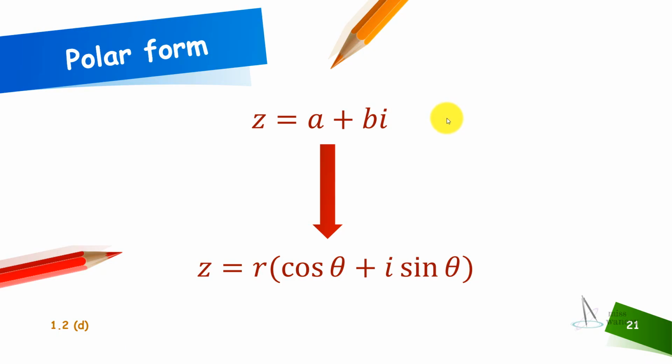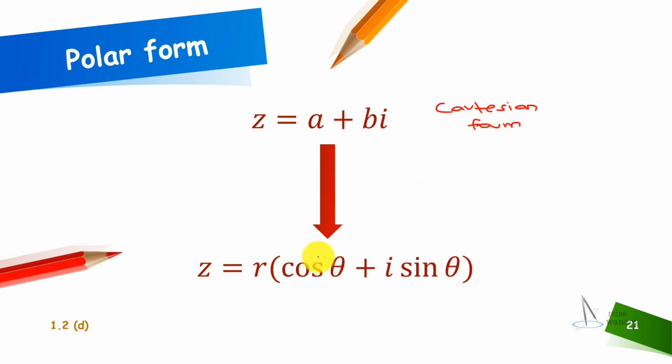Okay, so this is the last video on complex numbers, where today we are going to learn about polar form. Basically, a complex number can be written in two forms. The first one is the Cartesian form, which is the form that we learned in the first video of complex numbers. So this is Cartesian form.